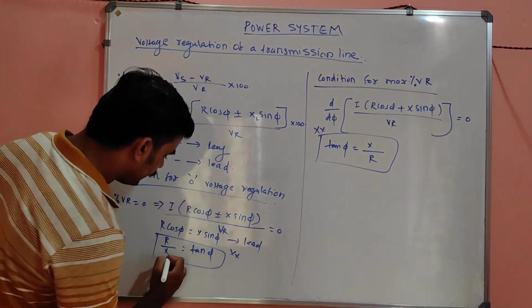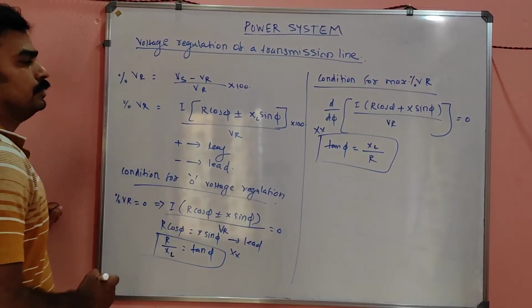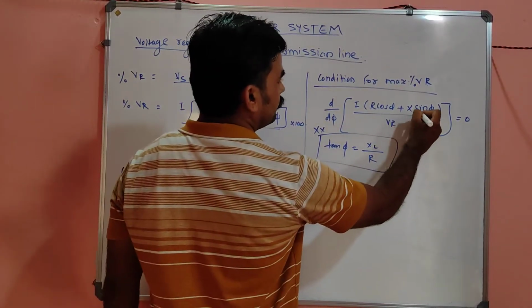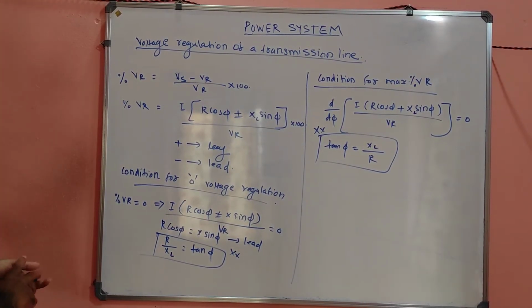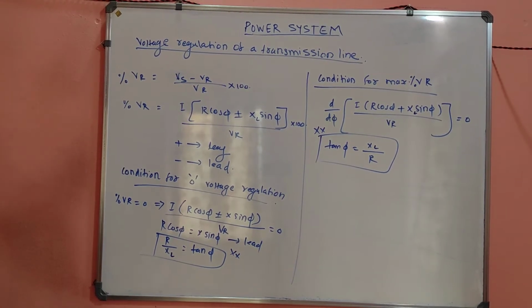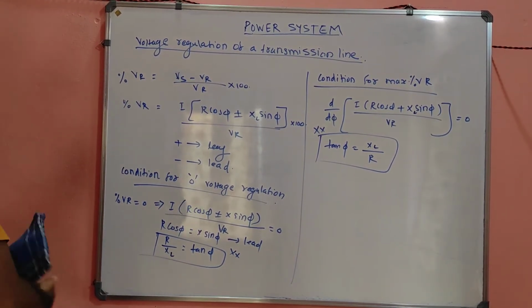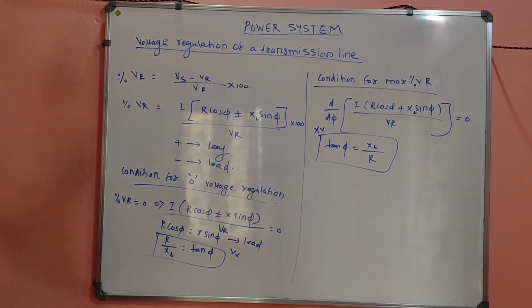Here, my dear, this is X_L, correct? I have already told you. This is X_L, so it is X_L by R. Okay, that is the voltage regulation: the sending end voltage minus the receiving end voltage. Is it clear, my dears?